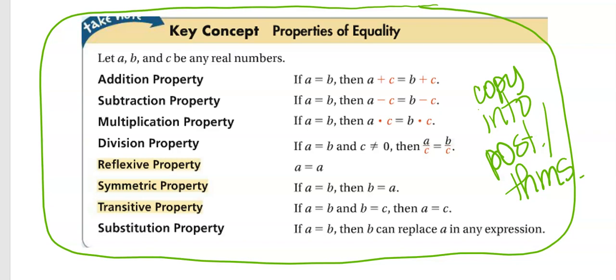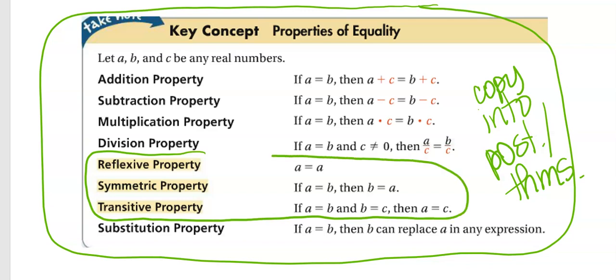However, the three that maybe you aren't as familiar with are the reflexive, symmetric, and transitive properties. Those you might want to do the entire thing if you're not fully aware of what they look like. So you can do the entire table, but the ones that I want you to for sure get down both sides would be the three that I just circled: reflexive, symmetric, and transitive. So here's what they mean.